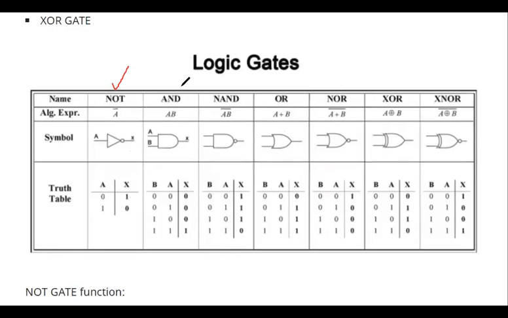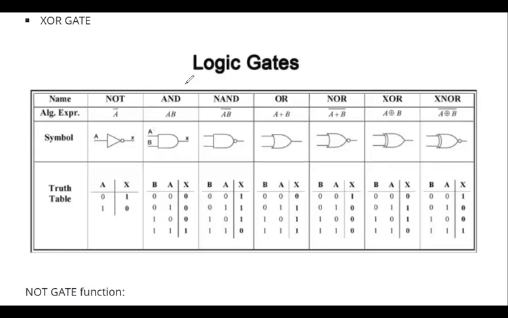Now, AND is A into B, my bad, everyone, AND is A into B, input of A times input of B. So if A is 0 and B is 0, then X is also 0. And if A is 1 and B is 1, then only it is 1. If any of the two is 0, it will always be 0.